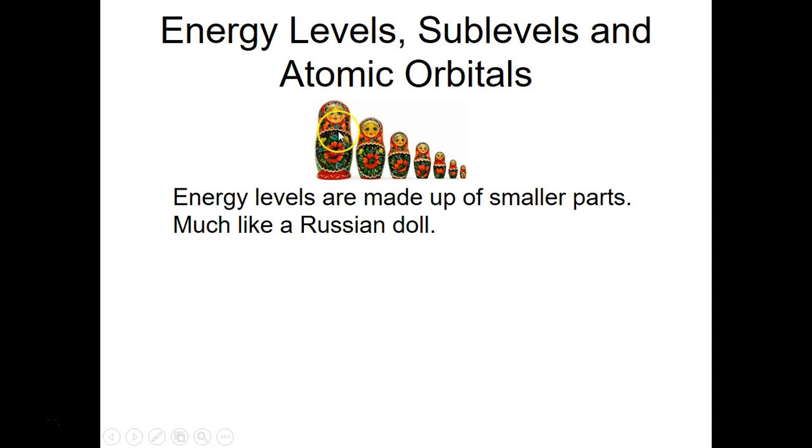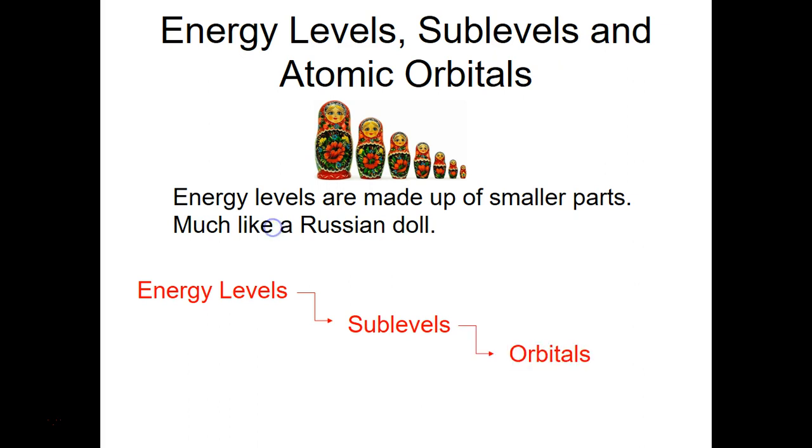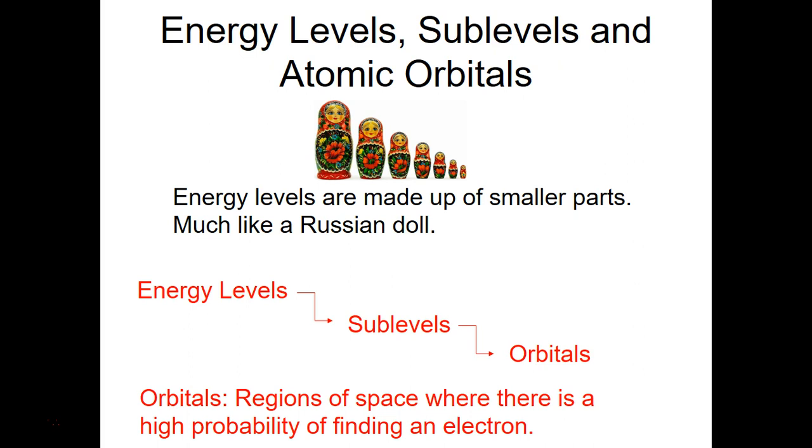A Russian doll has a largest doll, which you can open and take out a smaller doll, which you can open and take out a smaller doll. So energy levels are the same way. They're kind of made up of smaller parts that we can't see unless we look. So energy levels are made up of smaller bits called sublevels. And each sublevel is made up of a different number of orbitals. And an orbital is just a region of space where there's a high probability of finding an electron.